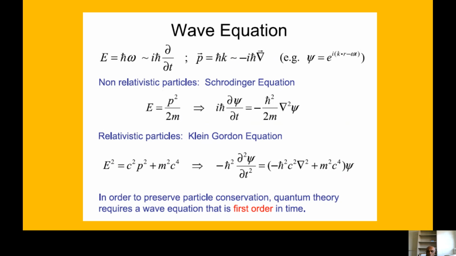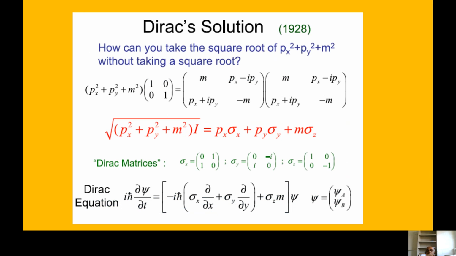Because in order to preserve particle conservation, this quantum theory requires a wave equation that is first order in time. Also in the Dirac solution, we talk about this sigma dot p approximation. That actually comes from looking at how to combine this term, px squared plus py squared plus m squared, and how you can connect this with the simple Pauli spin matrices. So the question arises: how do you take the square root of px squared plus py squared plus m squared without really taking the square root?